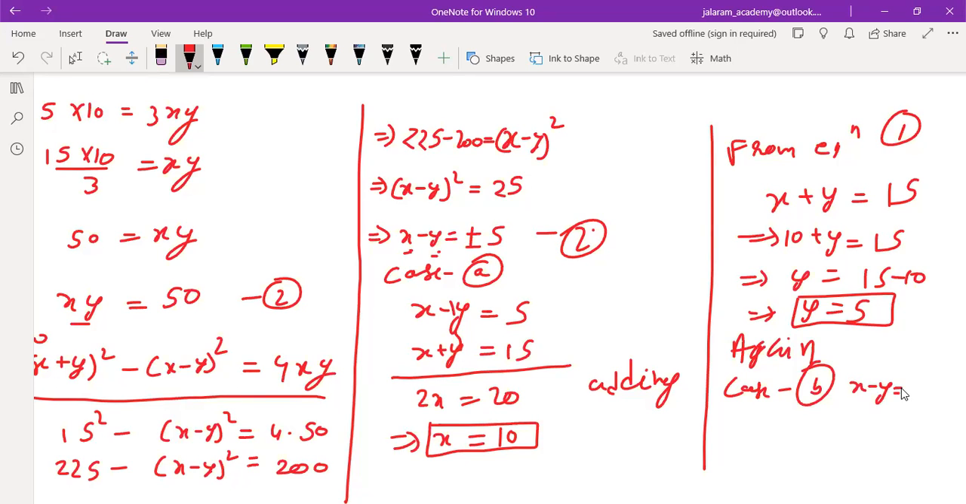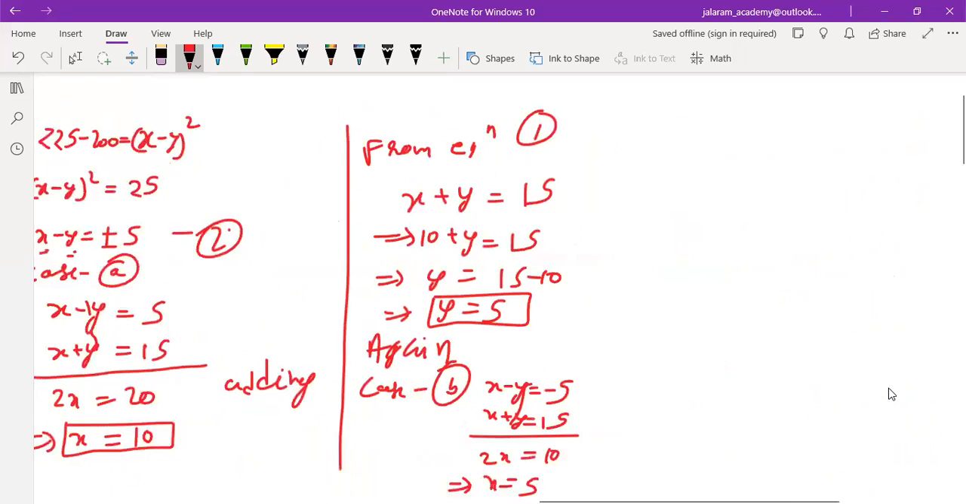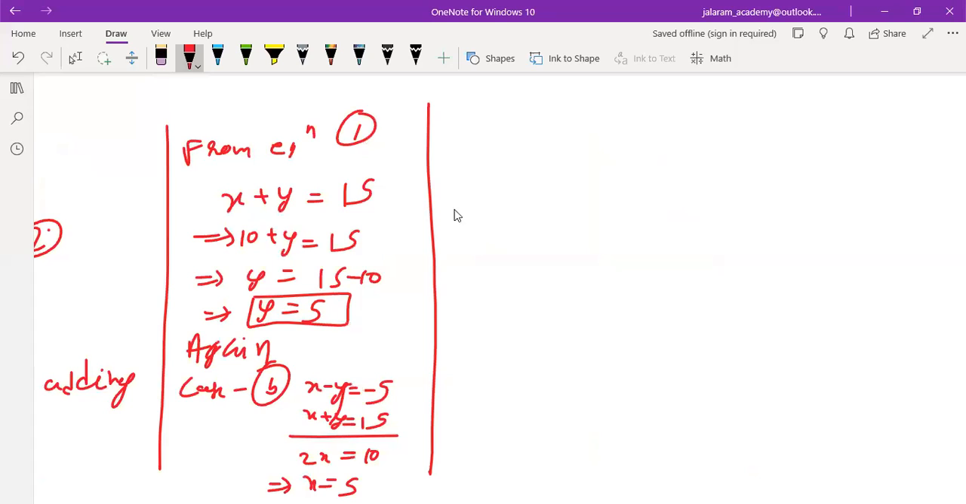Again, when we use case B, plan B it is. So x minus y equals minus 5, x plus y equals plus 15, add them again. It is giving 2x equals 10, that is x equals 5. Actually, you will get the same answers. So if you use only one method, one case, then also it will give the same result.